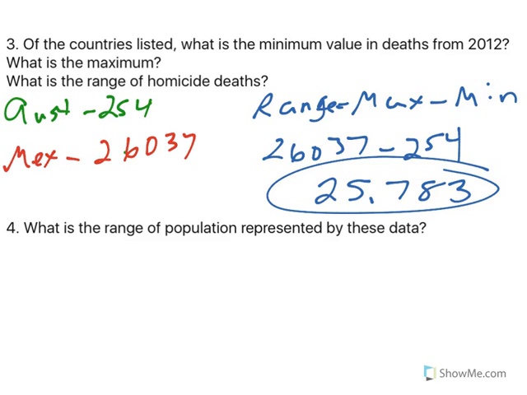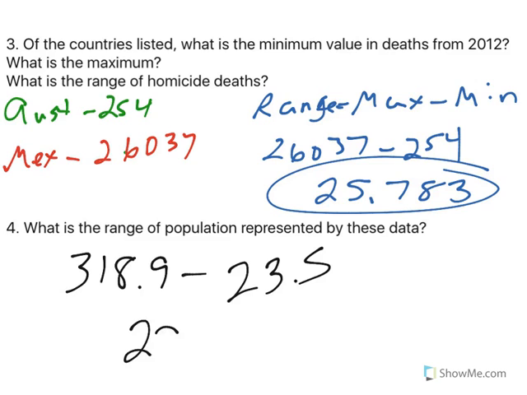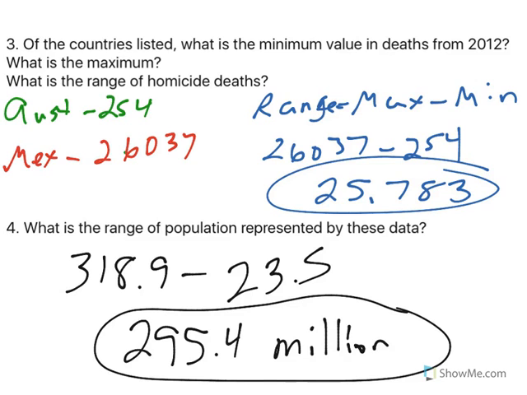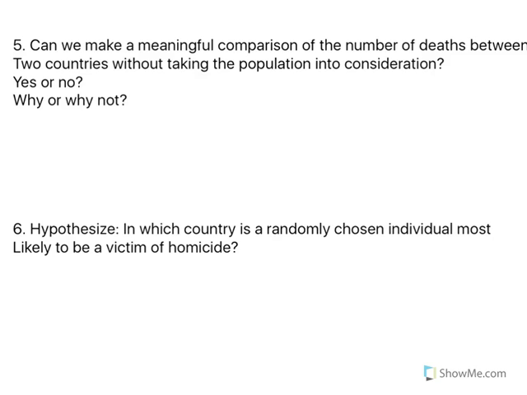Keeping that same concept, number 4, range of populations. Well, who has the biggest population? Well, that's the U.S. at 318.9 million, and the smallest is Australia at 23.5 million. So when I subtract them, I get a range of 295.4 million. So that's the difference between the highest and the lowest populations.